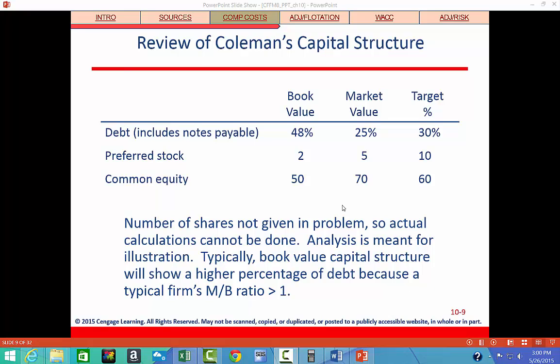So here's an example of the three types of weighting structures where target weight structure was the best, and they gave us 30% debt, 10% preferred stock, 60% common equity. And then they show us what the market values are for all three of those and what the book values are for all three of those. So you can see the book value is kind of way off in terms of what you would ever want to use for the weighting structure to calculate the weighted average cost of capital.